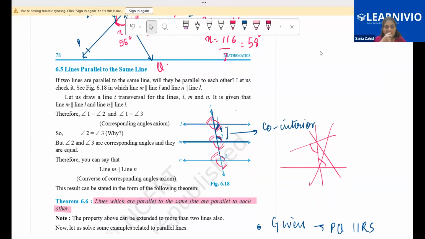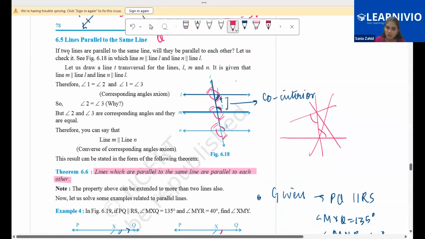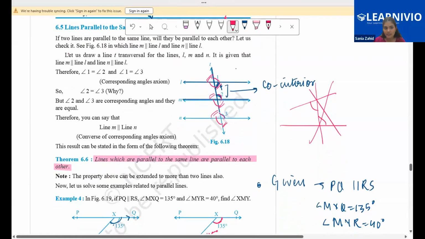Okay. Yes, ma'am. Children, whenever we have lines which are parallel to one another, like 1, 2, 3, there are three lines. Lines 1 and 2 are parallel to one another. 2 and 3 are also parallel to one another. That means all three lines are parallel. This was one of the main concepts of this second exercise.